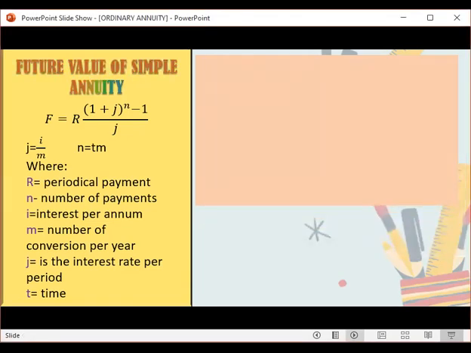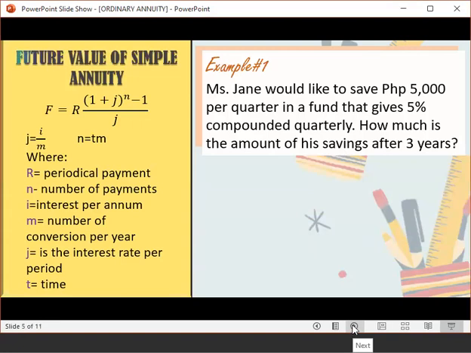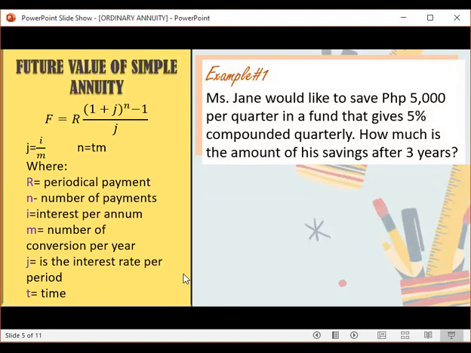Let's have the example number 1 for better understanding kung para saan ba yung mga yan. So, Miss Jane would like to save 5,000 pesos per quarter in a fund that gives 5% compounded quarterly. How much is the amount of his savings after 3 years? So, first, step 1 is to find the given. So, ano ba yung mga given natin?